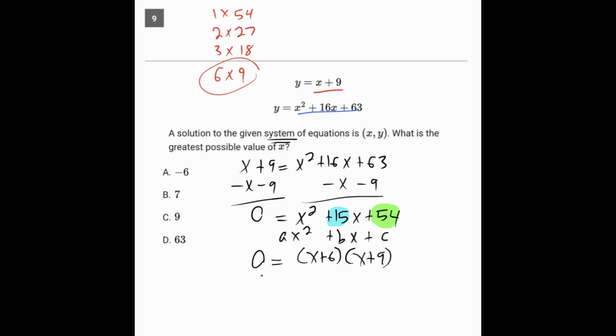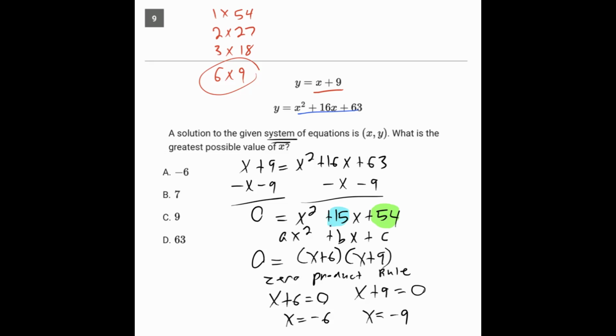And now we have our zero product rule. The zero product rule says that if these two parentheses multiply out together and give you an answer of 0, then that means that you can set each individual one equal to 0. Because the only way two things can multiply to 0 is if one of the multipliers is 0. So here the answer will be x is negative 6, and here the answer is x is negative 9.